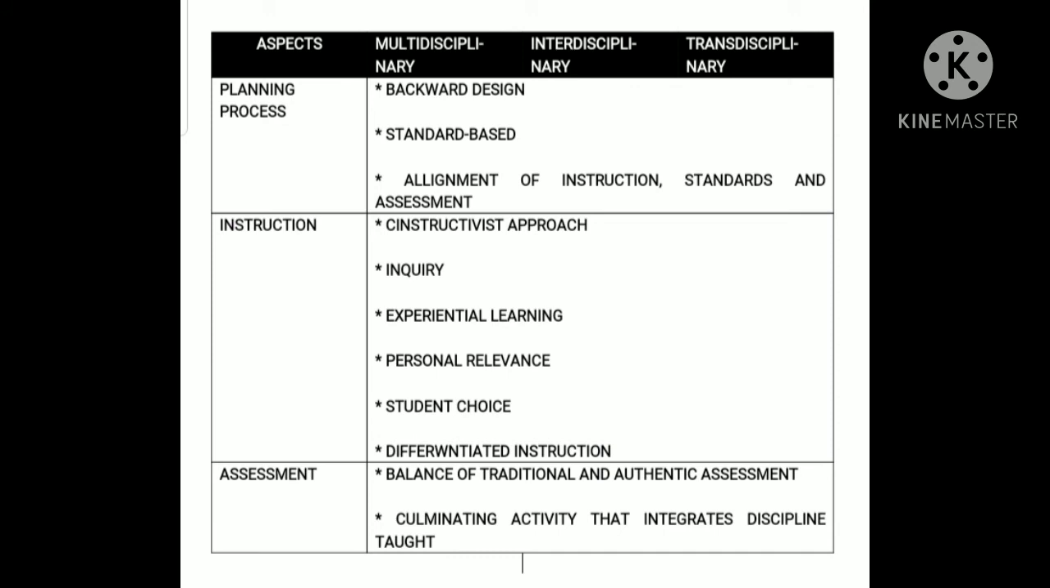Next is the culminating activity that integrates disciplines taught. And when we talk about culminating activity, it is a form of assessment in which the students demonstrate their own civic knowledge, skills, attitude, and action. So, it yields that we teachers use culminating activity to highlight the student work for the media, for the school, administration, local government, and especially to the community.